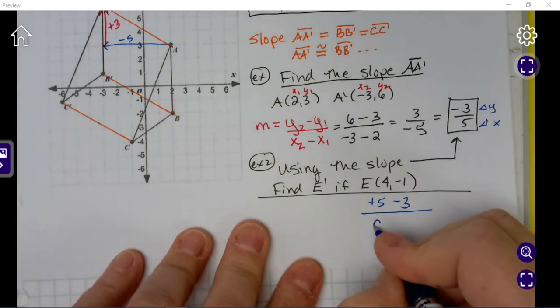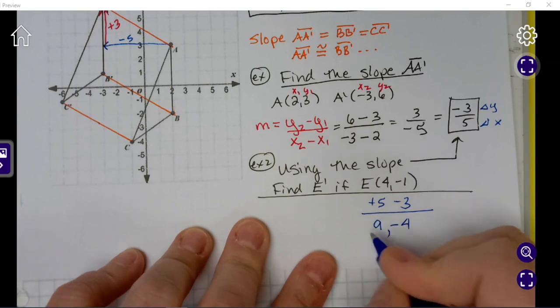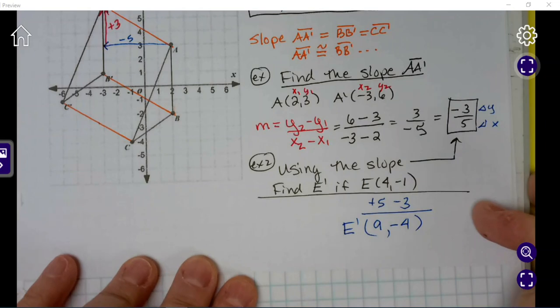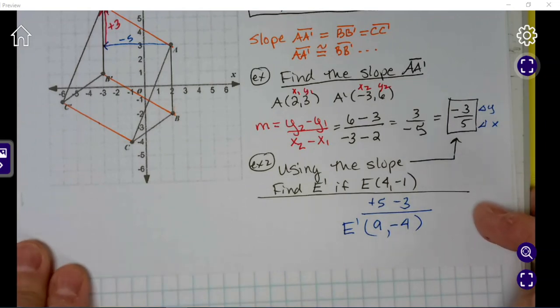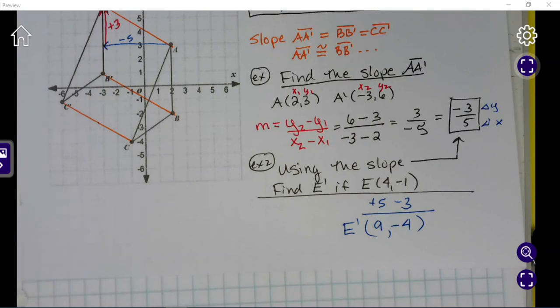4 plus 5 is 9. Negative 1 minus 3 is negative 4. So my new point, E prime, is 9 comma negative 4. All right, and there are a couple of those on your homework, so I just wanted to throw one on the notes. All right, turn the page.